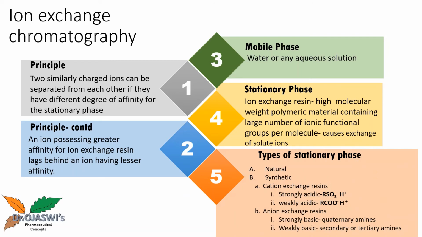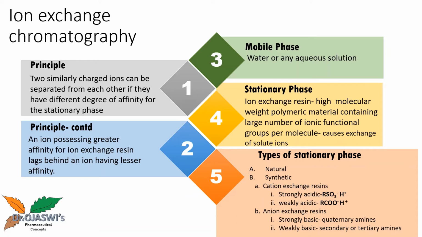An ion exchange resin which acts as a stationary phase is of two types: ion exchange resins of natural origin, and ion exchange resins which are synthetic in nature. Resins like clays and zeolites are commonly used as stationary phase in ion exchange chromatography. Whereas under synthetic, the resins are high molecular weight polymeric materials, as I told you earlier, and accordingly they are categorized as cation exchange resins and anion exchange resins.